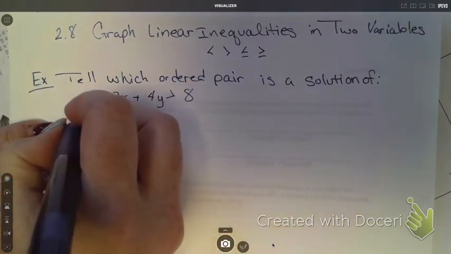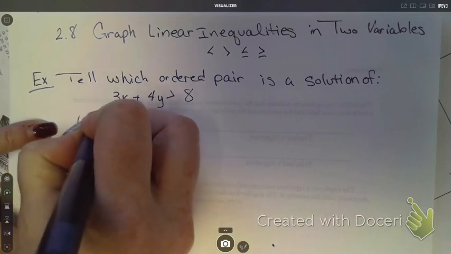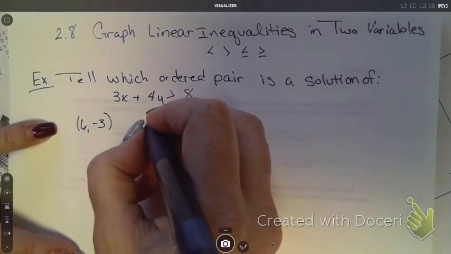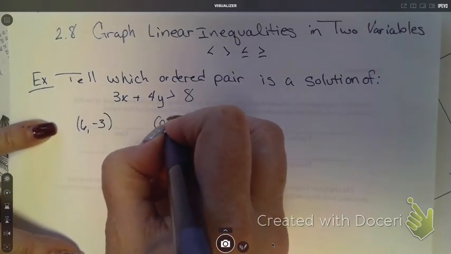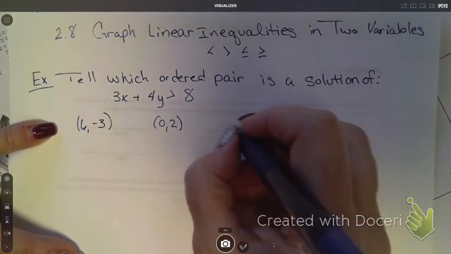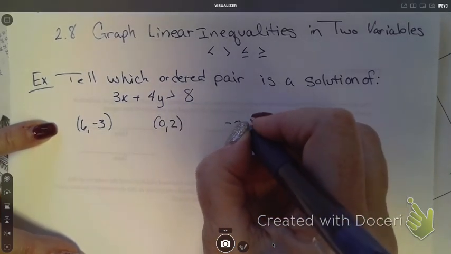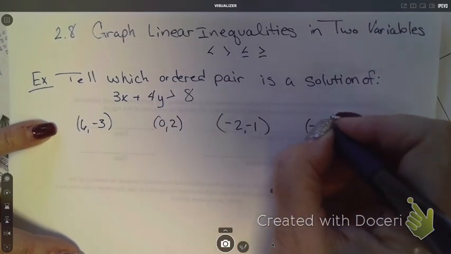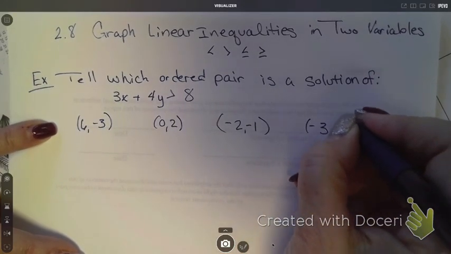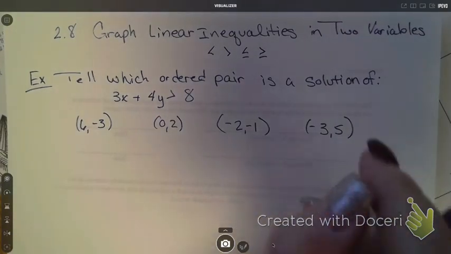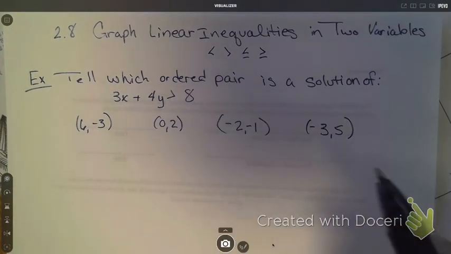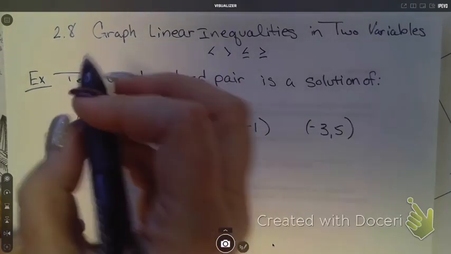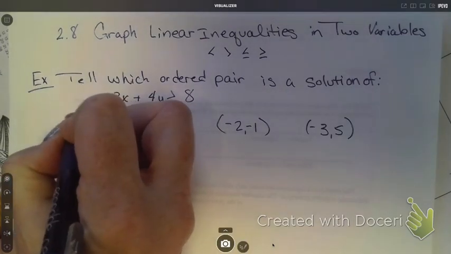I have (6, negative 3), (0, 2), (negative 2, negative 1), and (negative 3, 5). Okay? So if it is a solution, it makes it true. So this is x and this is y, correct?